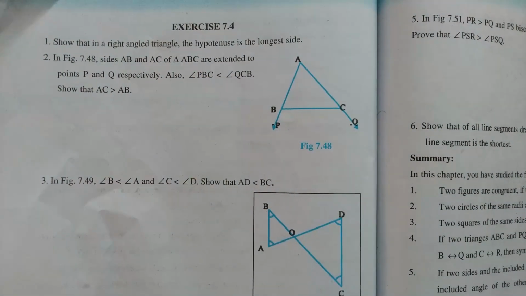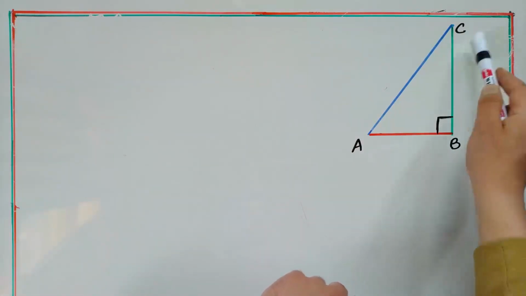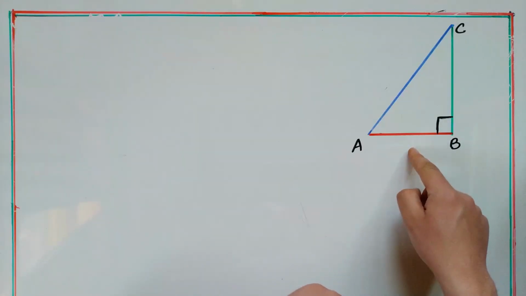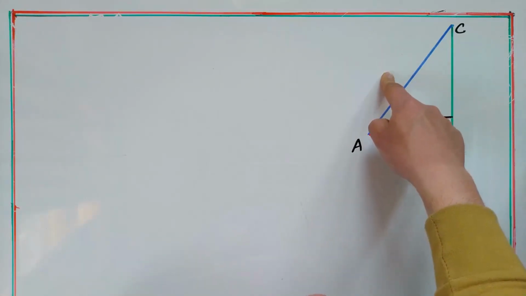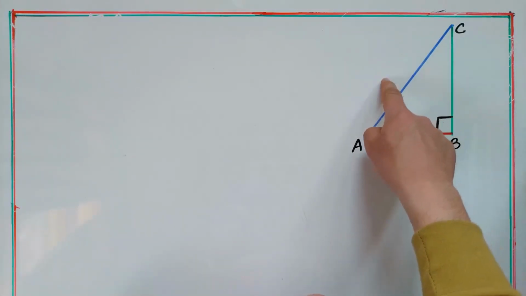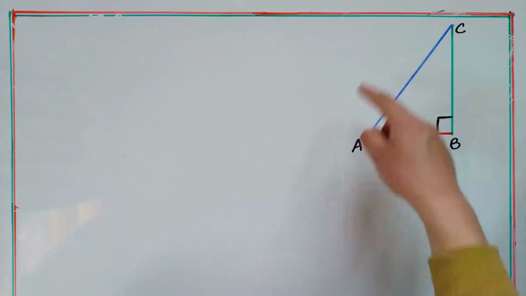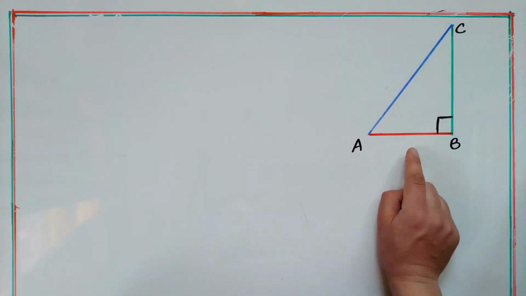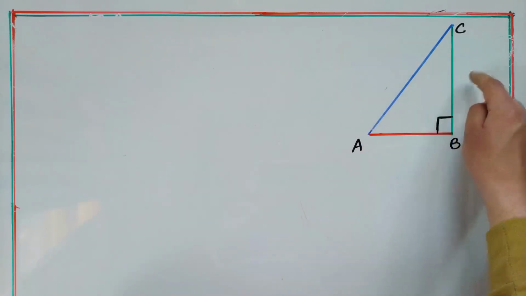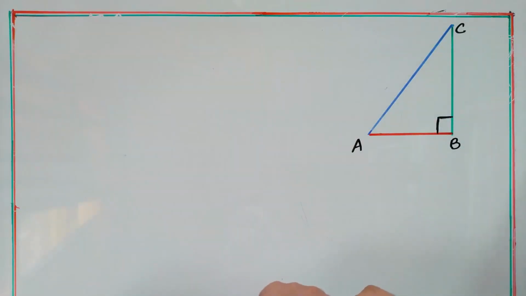Let's simplify it. I have been given a right angle triangle ABC, in which this can be called its base, this can be called its perpendicular, and this can be called its hypotenuse. If this is the hypotenuse, we have to show that this side AC is the longest side among all the sides in this triangle. That is, AC is greater than base AB, as well as AC is greater than perpendicular BC. So it is greater than both of these two sides. Let's see how we can do it.